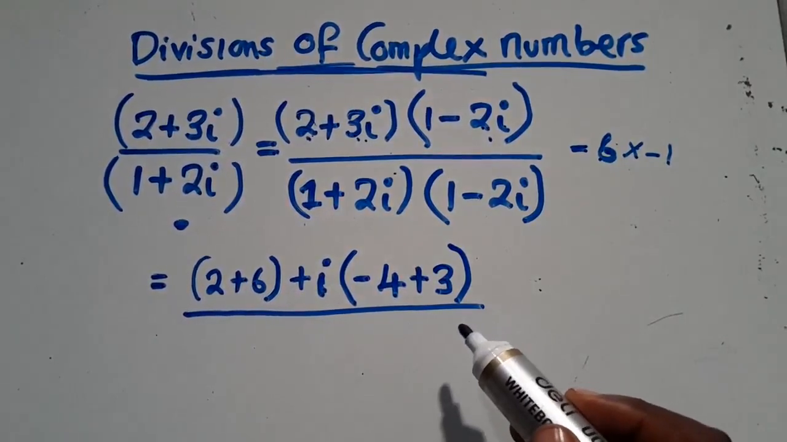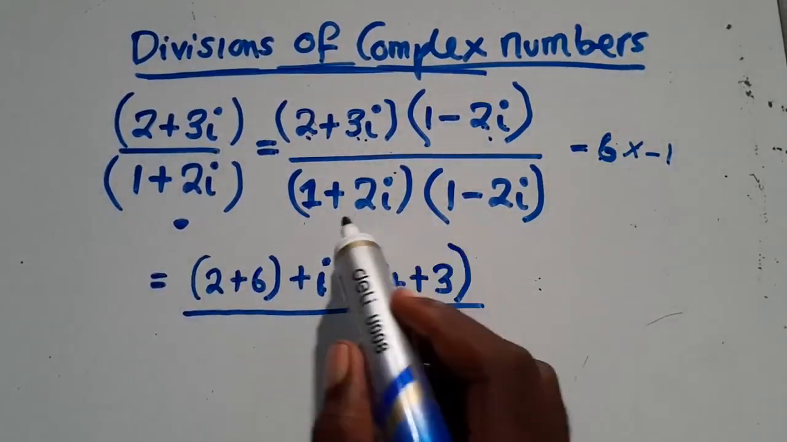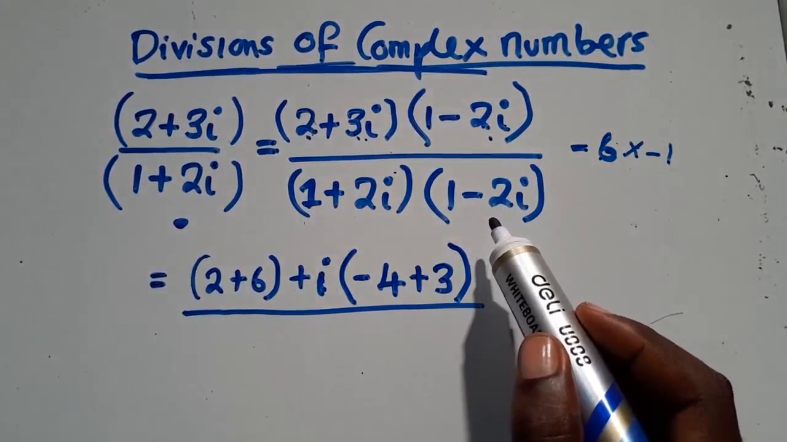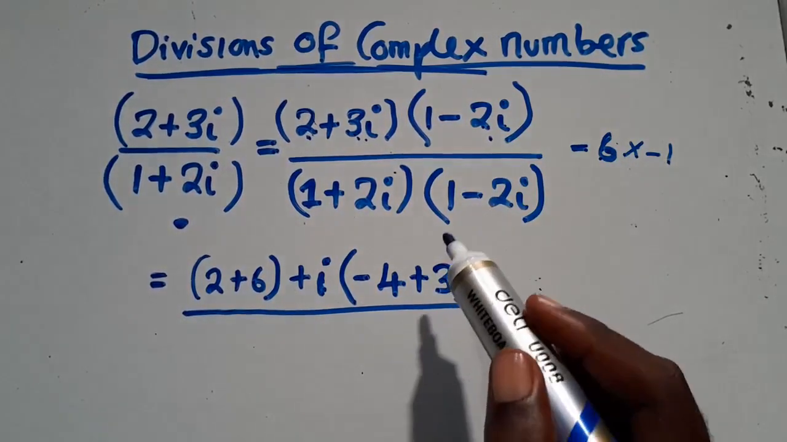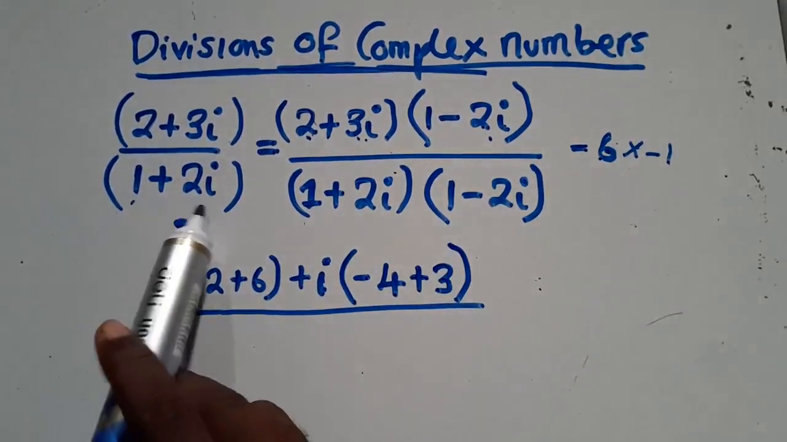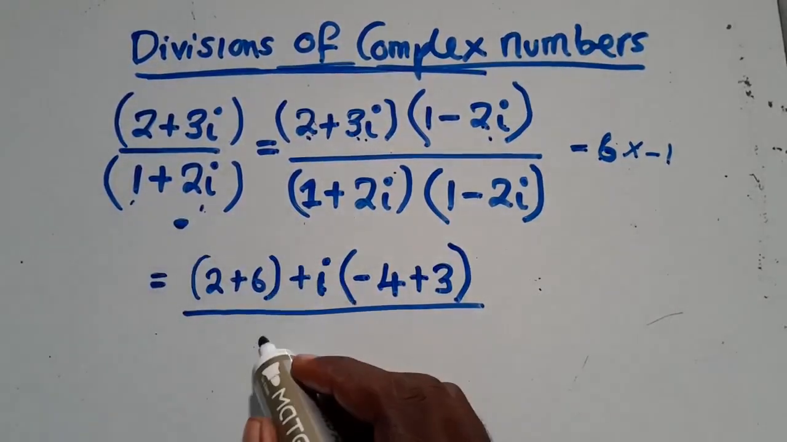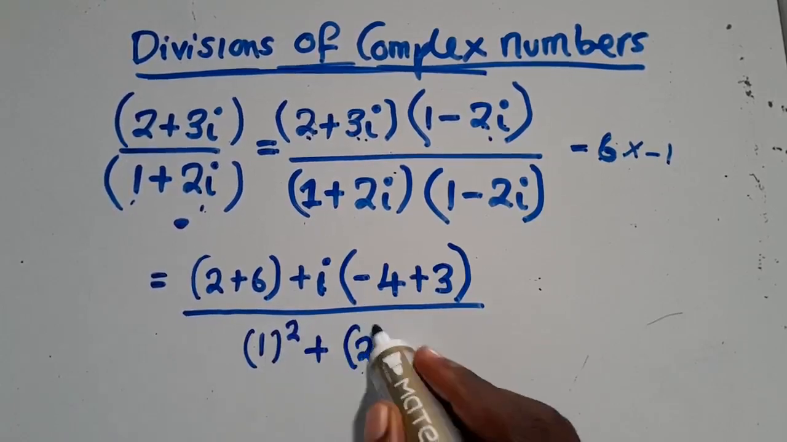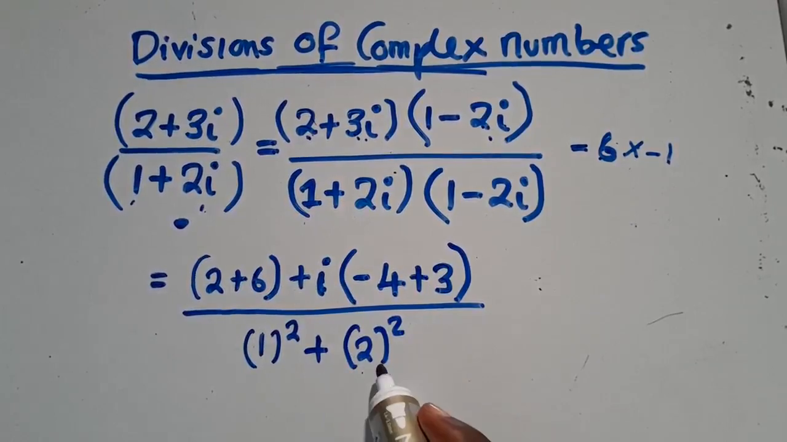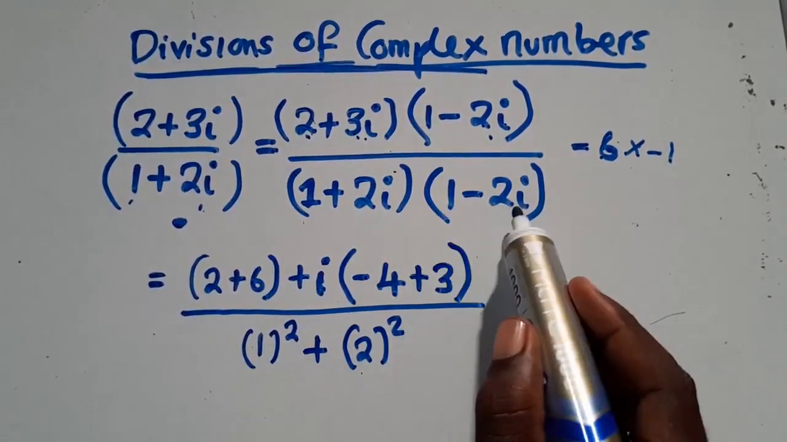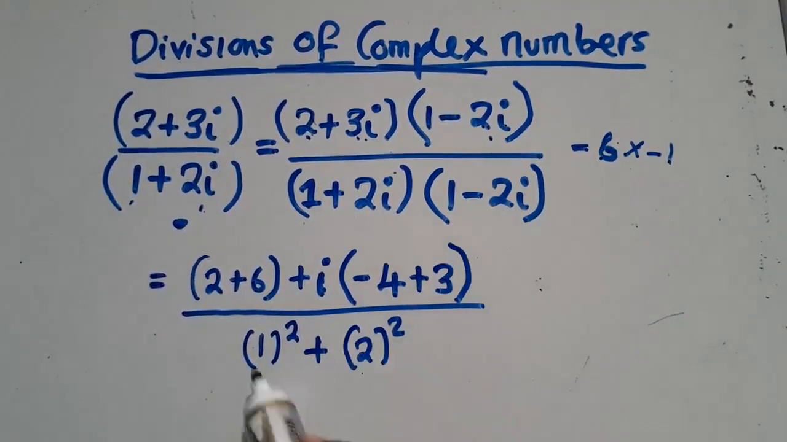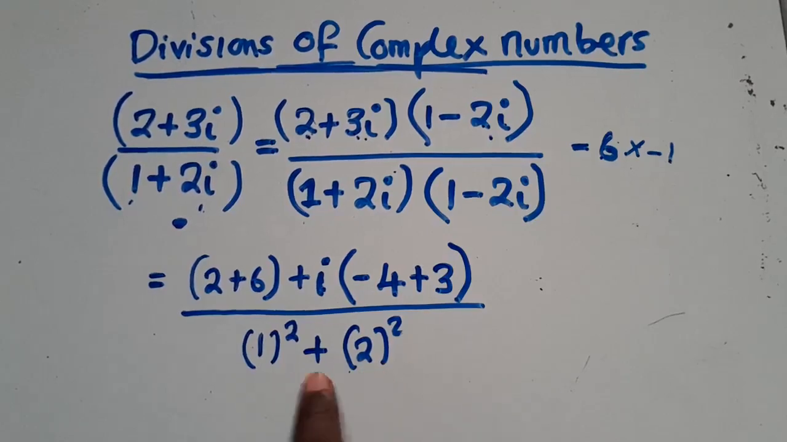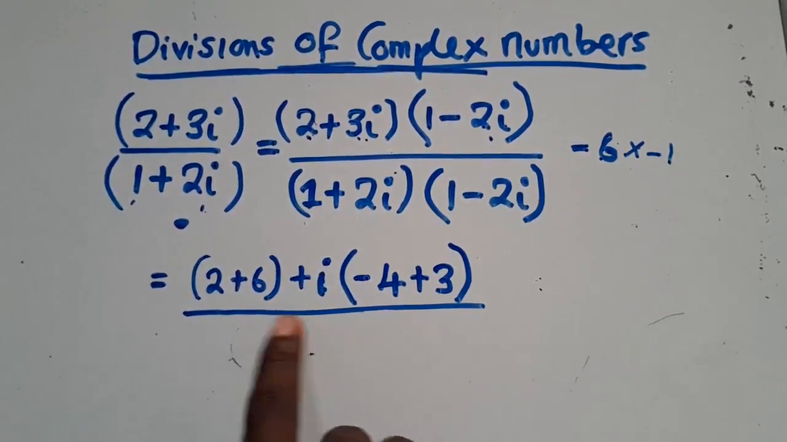Then I say over what? When you multiply the denominator by its conjugate, the answer you are going to get is just the same as squaring this and that: 1 squared plus 2 squared. So if you don't want to do the calculations to find the real part and imaginary part, you just square and add, and definitely the answer will be 5. Let me show you how the 5 is coming about.